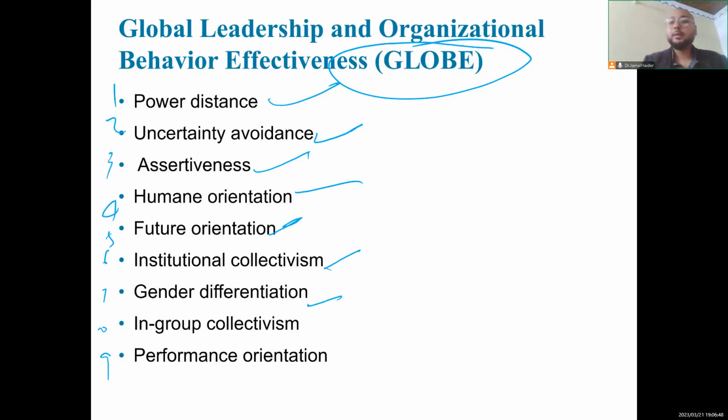If you have a woman boss, what would be your reaction? Would you accept that or not? In-group collectivism, would you like to work in teams or groups? Performance orientation as well. All right.